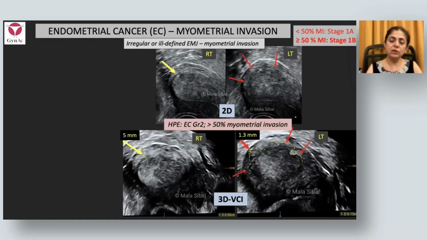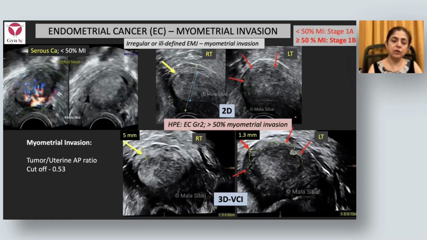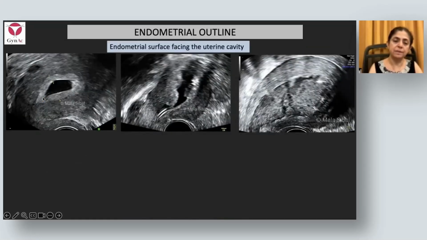Now, another way to evaluate this objectively is to use the uterine AP ratio, and the cutoff that is taken is 0.53. But here we need to be careful because if you have a polypoidal growth like this serous carcinoma, it will erroneously tell you that there is more than 50% myometrial invasion. Another thing to be careful about is not to assess myometrial invasion in the area where you have the feeder vessels into the malignant tissue, because here the endomyometrial junction will be indistinct.